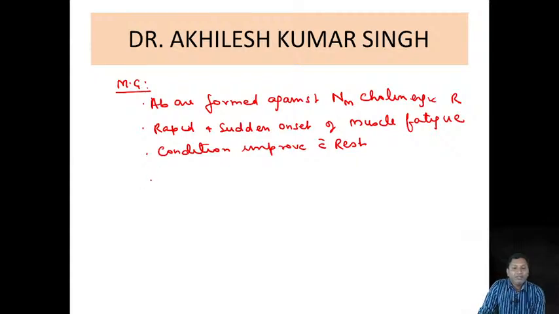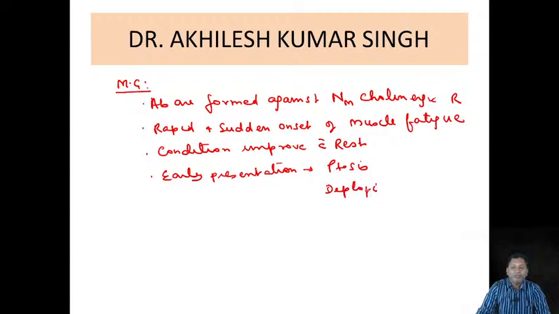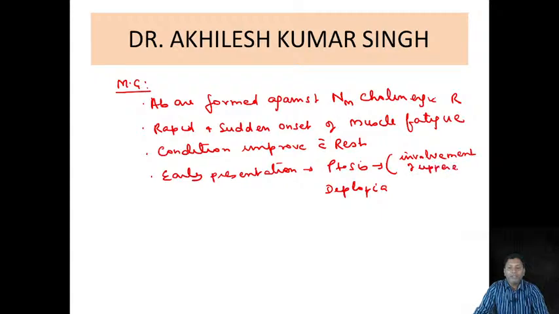And the fourth thing to remember is, what is the early presentation here? The early presentation is with ptosis and diplopia. So ptosis is due to what? Involvement of the upper eyelid muscles.